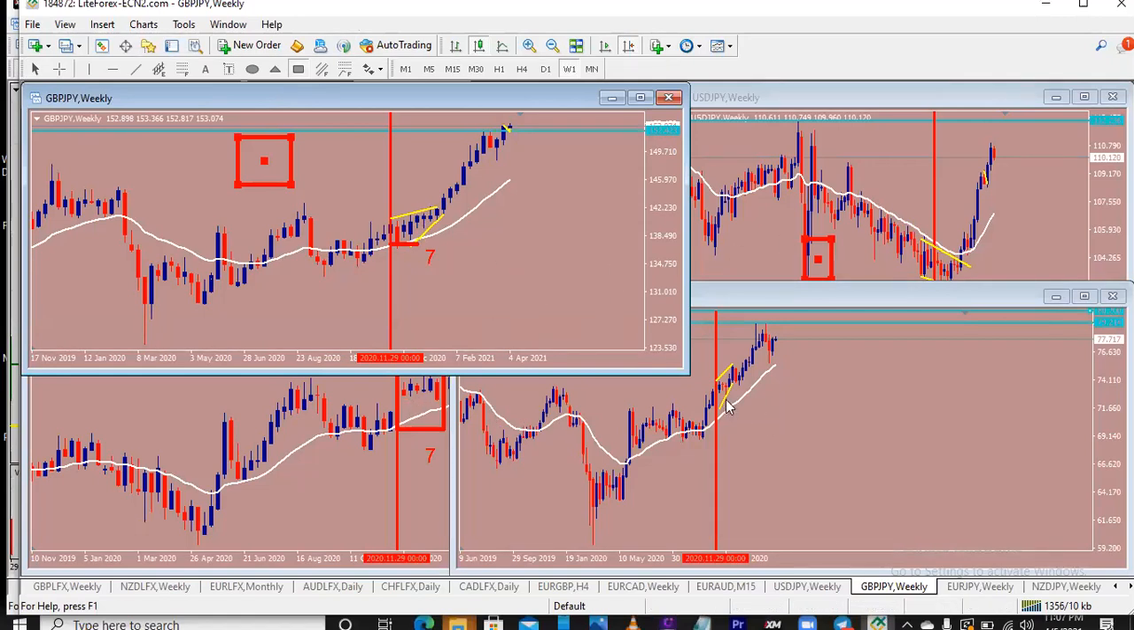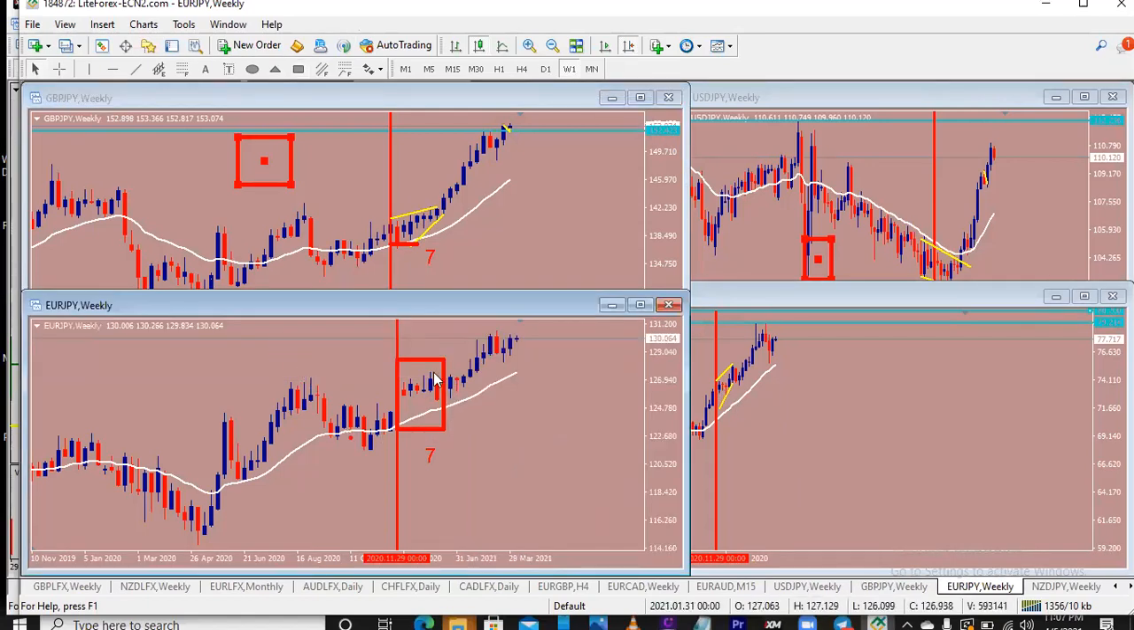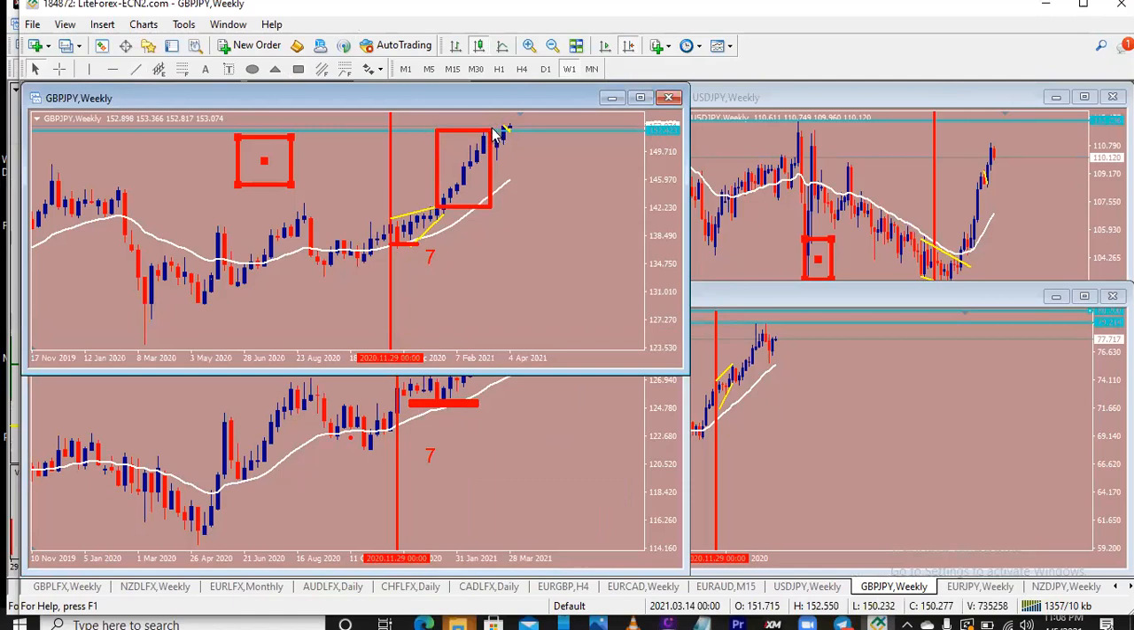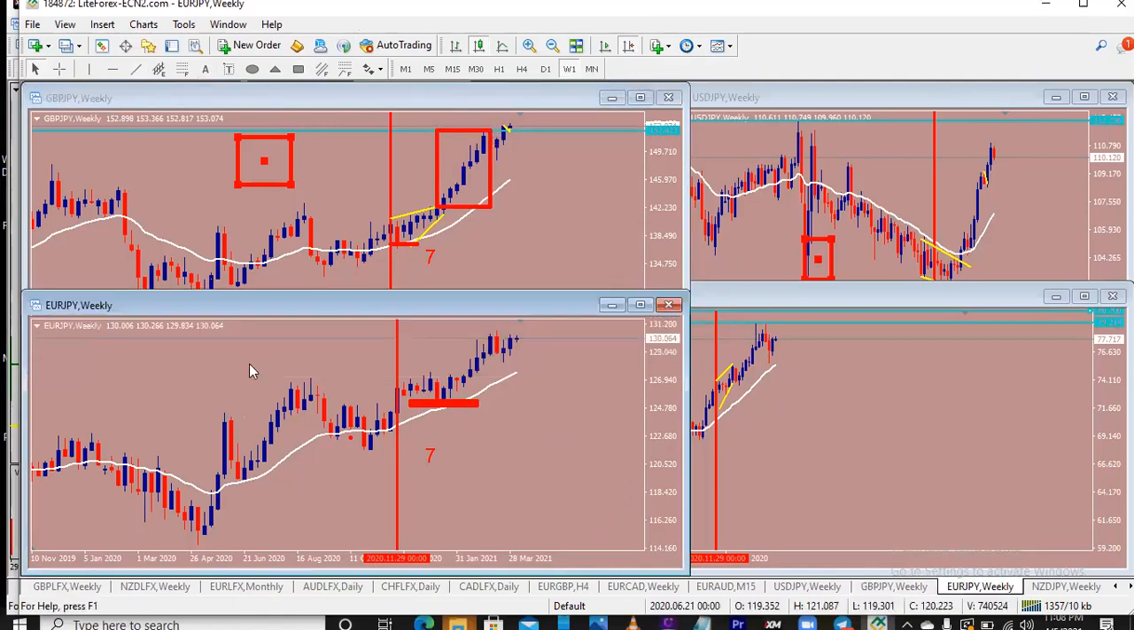Yes. Now look at what happened to this particular bar, Euro JPY. When Euro JPY hits this particular support level here, after the 7 days, can you see it started going up? Sir, it started going up, right? Confirm. Good.